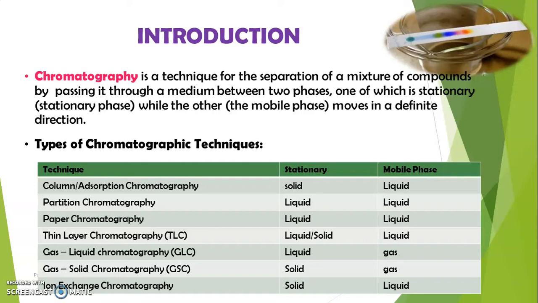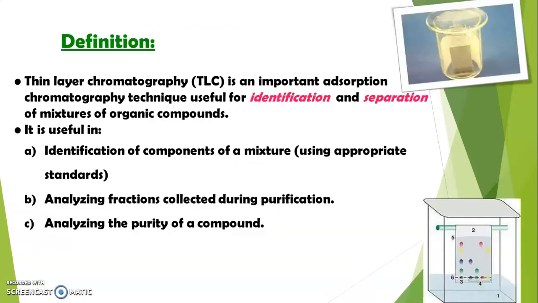Another type is gas liquid chromatography, GLC, having a liquid stationary phase while the mobile phase is gas. Another is gas solid chromatography, that is GSC, where the stationary phase is solid and the mobile phase is gas. And the last type is ion exchange chromatography, where the stationary phase is solid and the mobile phase is liquid.